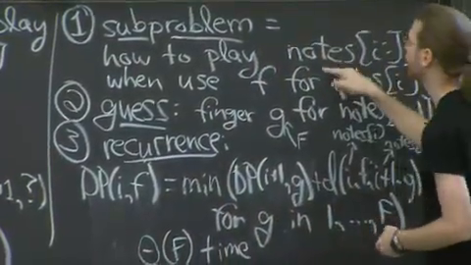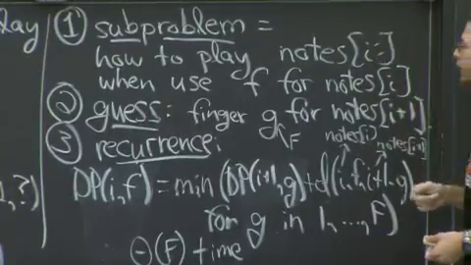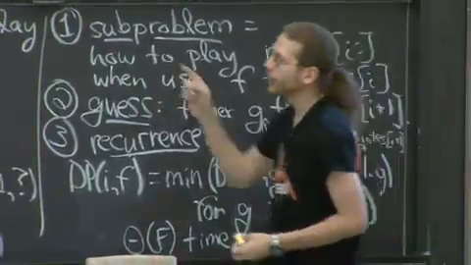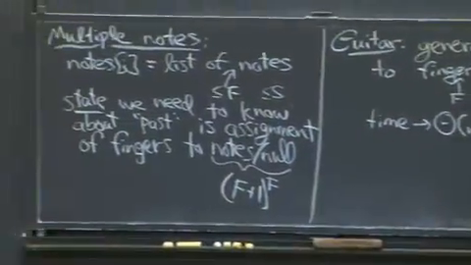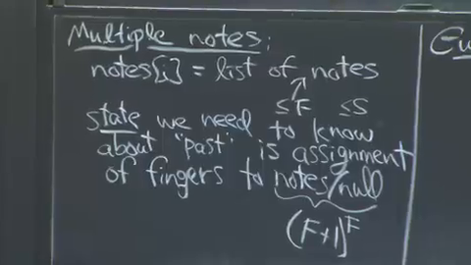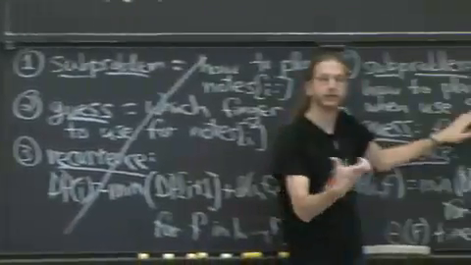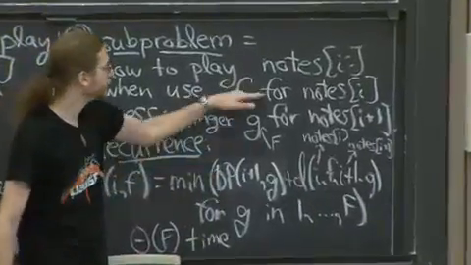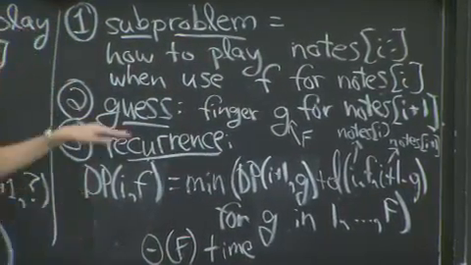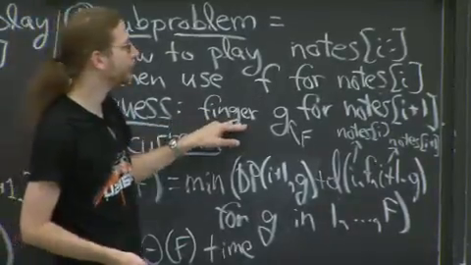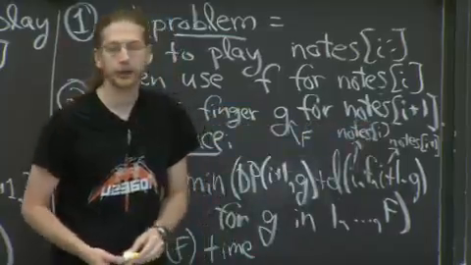How do we play these multi-notes from I onwards? Given that we're going to use that pose, or I called it the state, of all my fingers, the first notes of I is now a whole bunch of notes. So given I'm going to play those notes with this particular finger assignment, how do I play the rest? And then what we'll guess is the entire finger assignment for the next set of notes, I plus 1, the next chord, if you will.